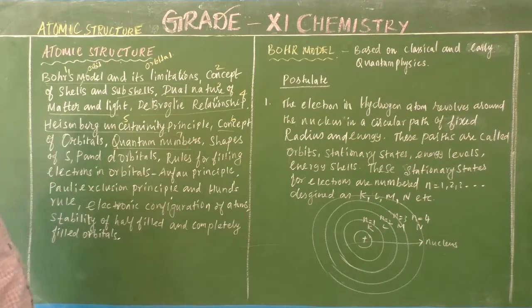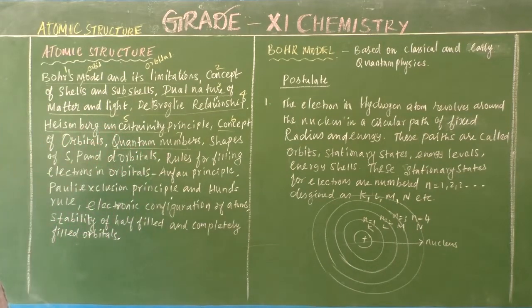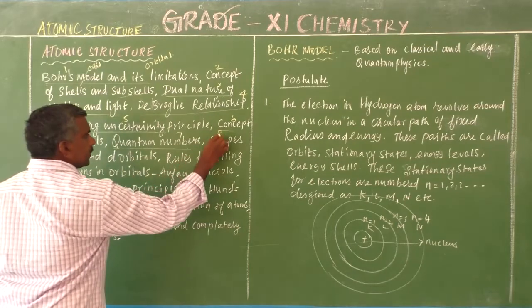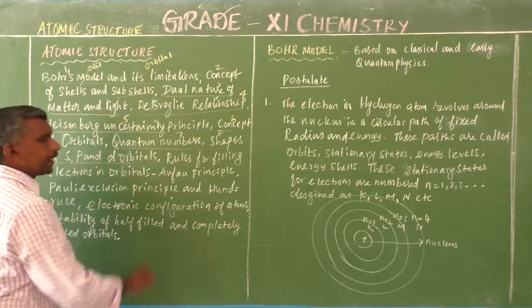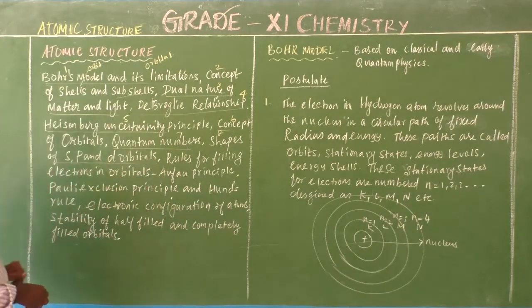Seventh, quantum numbers. A quantum number is the complete address of an electron. We will discuss quantum numbers later. And eighth, shapes of s, p, and d orbitals: the s orbital shape, the p orbital shape, and the d orbital shape.